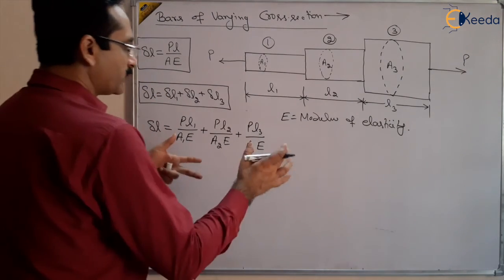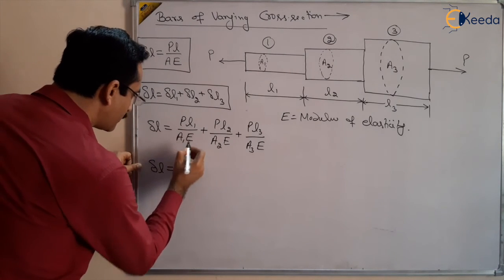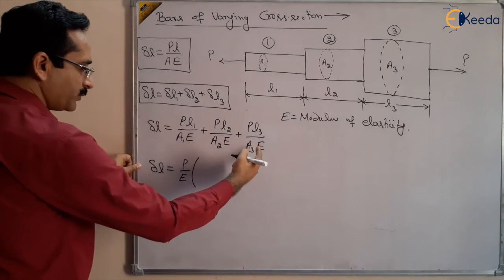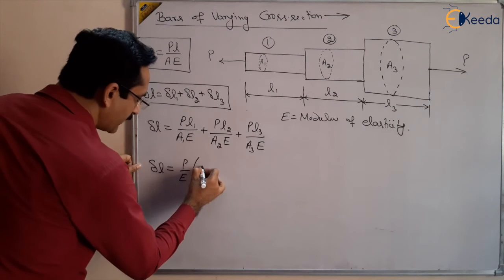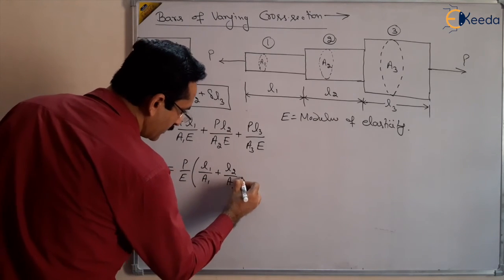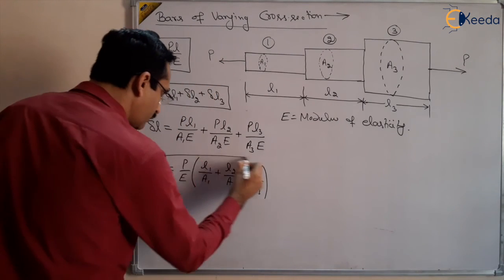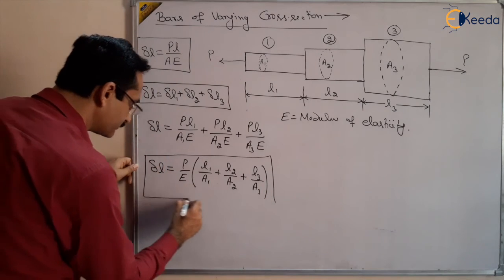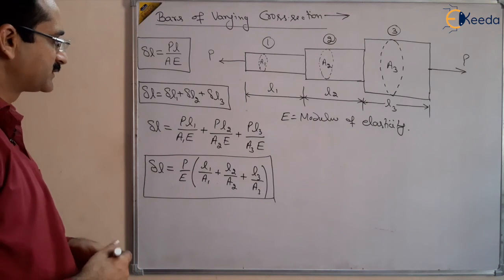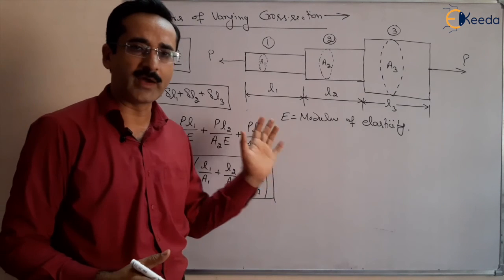So this is basically the principle of superposition. So delta L will be equal to P upon E, in brackets, since P upon E may be taken outside, L1 upon A1 plus L2 upon A2 plus L3 upon A3, and this is the total deformation in the bar. So by this we can find out the deformation in a bar of varying cross section area.